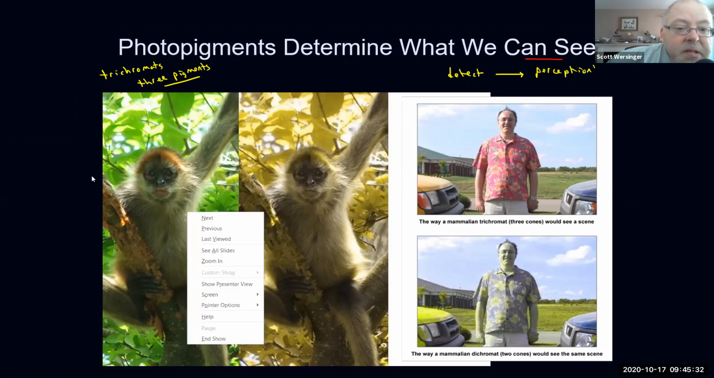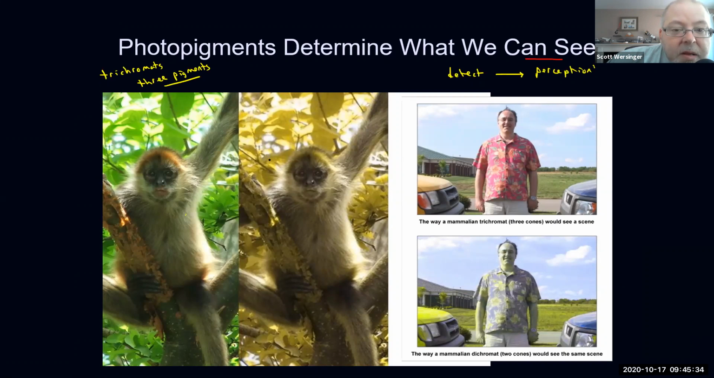Other species that don't have it get some information, obviously, from the visual world, but not as detailed. All right. So a lot of times, do dogs have color vision? People get into arguments about this. Yeah, they have color vision, but it's not the same color vision that we have.